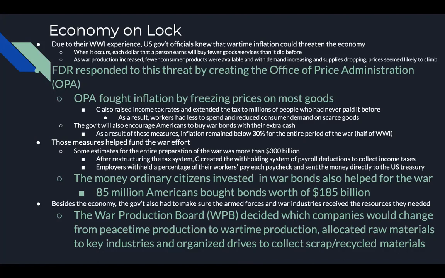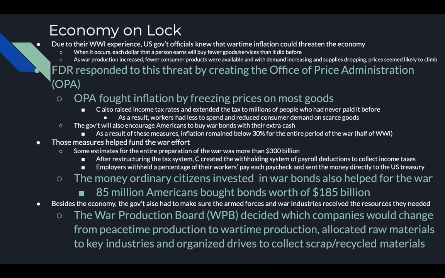So these measures helped fund the war effort. Some estimates for the entire preparation of the war was about $300 billion. Remember, wars cost money. After restructuring the tax system, Congress created the withholding system of payroll deductions to collect income taxes. Employers withheld a percentage of their workers' pay each paycheck and sent the money directly to the Treasury Department.